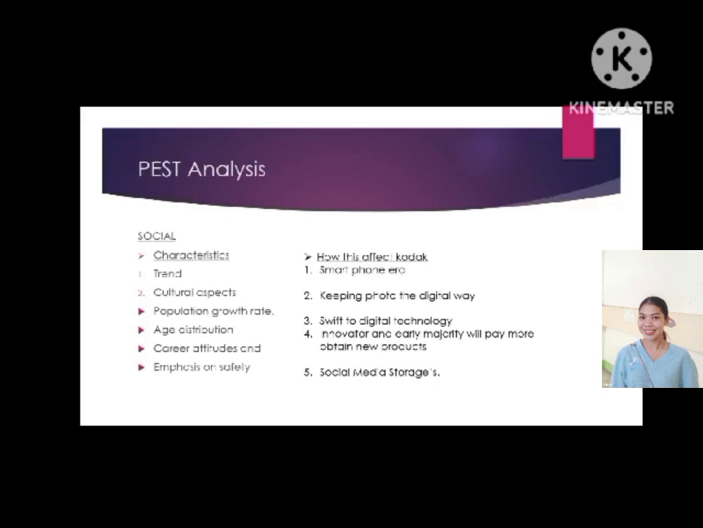And social. So what are the characteristics of social? Number one is the trend and number two is the cultural aspect. So population growth rate, age distribution, career attitudes, and emphasis on safety. How does this affect Kodak? By the smartphone era, keeping photos in a digital way, a switch to digital technology, innovators and the early majority who will pay more to obtain new products, and social media storage.